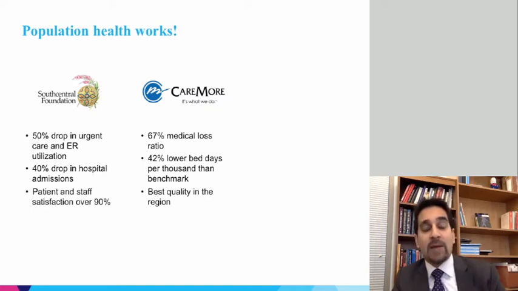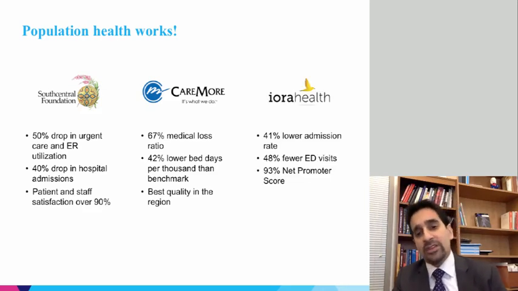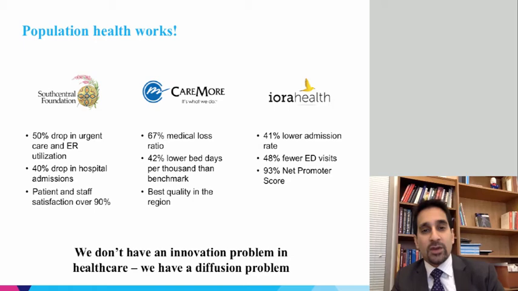So because their economic model was aligned around driving better outcomes, they actually invested over a 20-year period in a clinical model that supported that. Iora Health is another example. They started with health centers that were focused on union populations for Taft-Hartley funds that paid for healthcare for their union members. And with their first clinic, they drove a 41% lower admission rate, 48% fewer ED visits, and 93% net patient satisfaction. So this indicates that we actually don't have an innovation problem in healthcare.